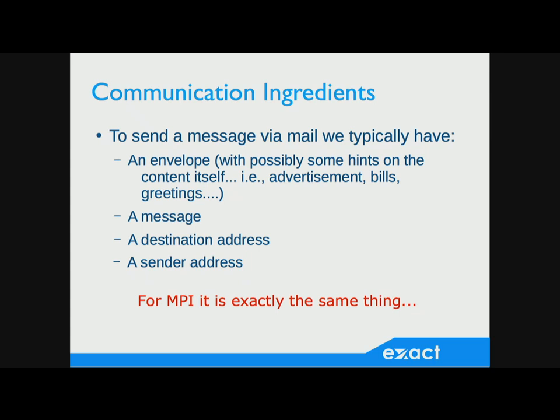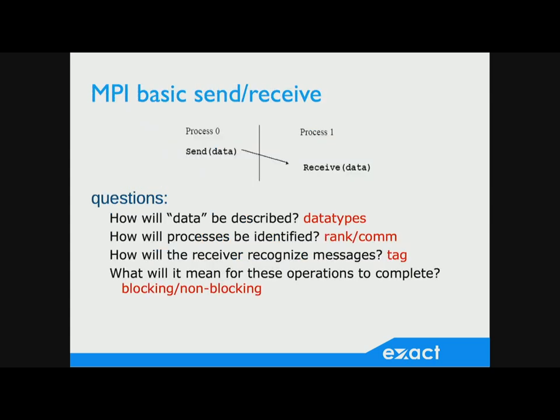You need a piece of paper on which you write your message. Then you need the destination address and the sender address. Not strictly needed, but it's better to put it. That's the way you communicate by means of an envelope, and MPI is exactly the same thing. I have a process that sends data to another process that receives data.